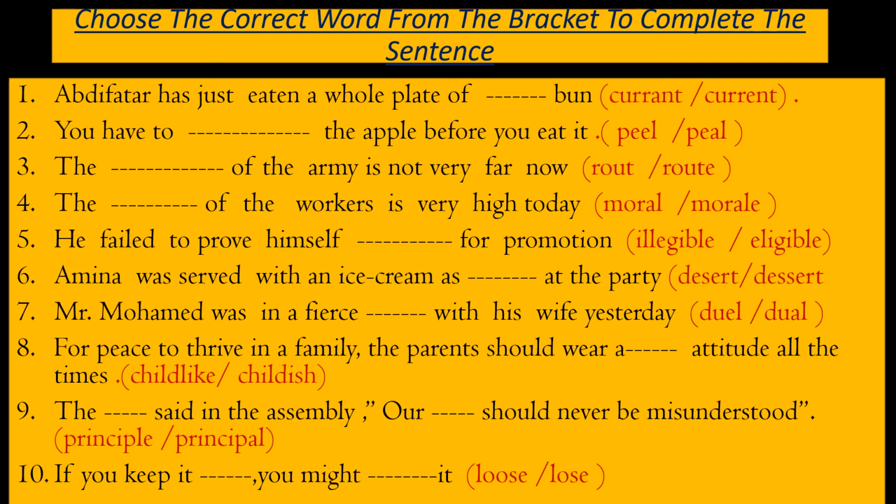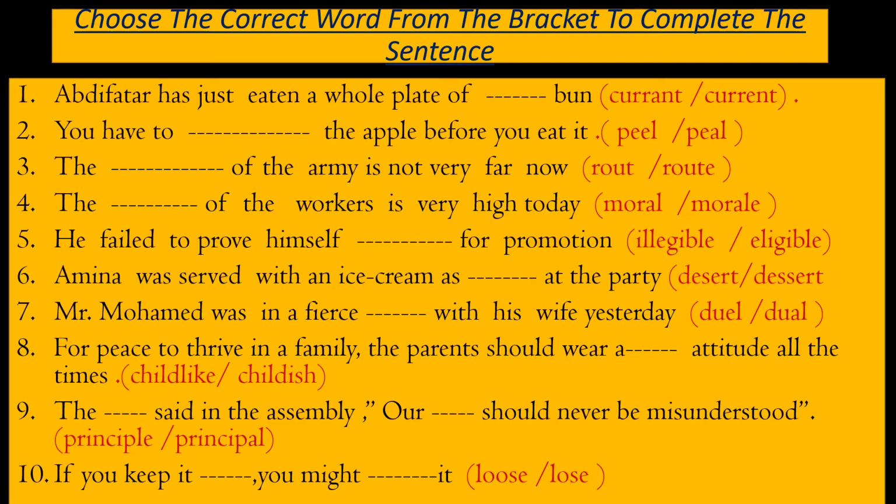But the first one, peel, is to remove the outer covering of a fruit or a root tuber. For example, potato, we can peel the potato, we can peel the banana, we can peel the orange, we can peel the apples. So you have to peel the apples before you eat it. The first one is our answer.